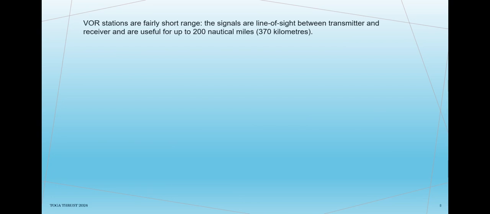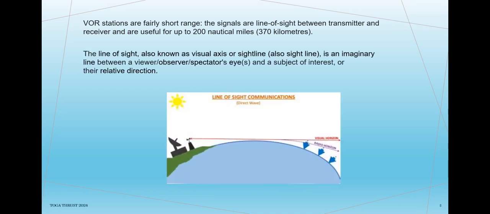VOR stations are fairly short range. The signals are line of sight between transmitter and receiver and are useful for up to 200 nautical miles, 370 kilometers. The line of sight, also known as visual axis or sight line, is an imaginary line between a viewer, spectator's eyes and a subject of interest, or their relative direction.